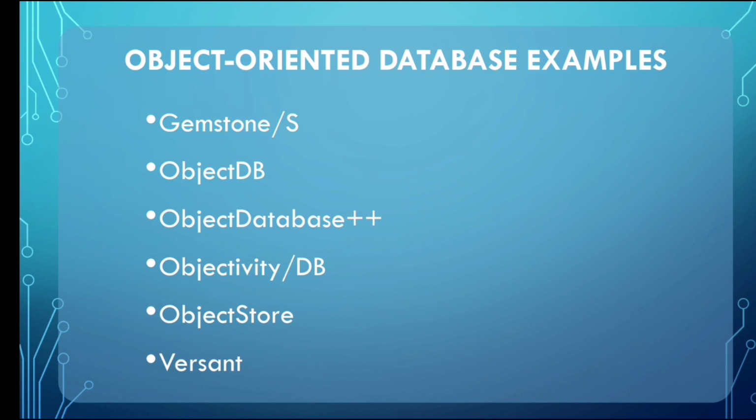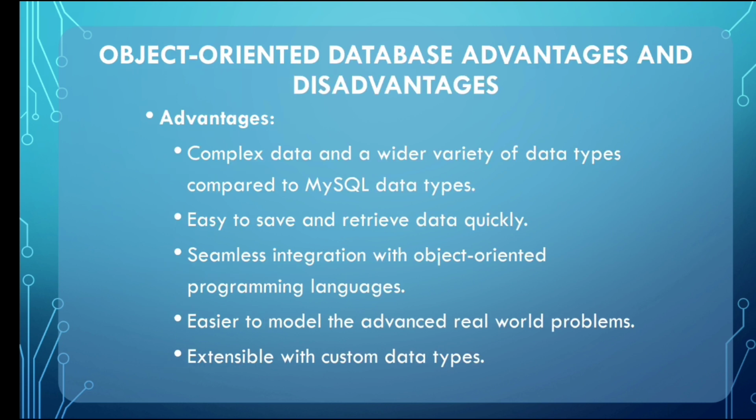Here are examples of object-oriented databases, example apps or DBMS. So, first we have GemStone, second ObjectDB, then ObjectDatabase++, Objectivity/DB, and ObjectStore and Versant. So, ayan yung mga examples ng object-oriented database natin na meron tayo ngayon. So, now magpo-proceed naman tayo sa advantages and disadvantages ng object-oriented database.